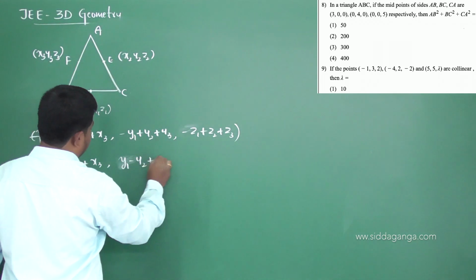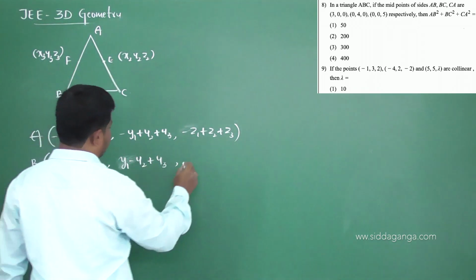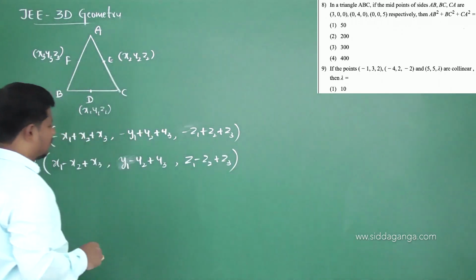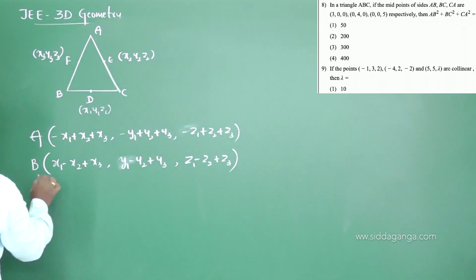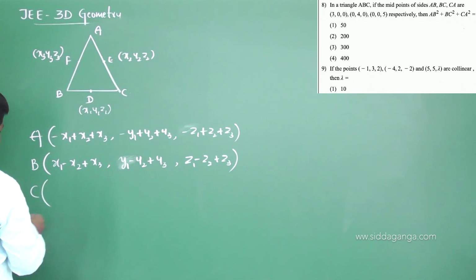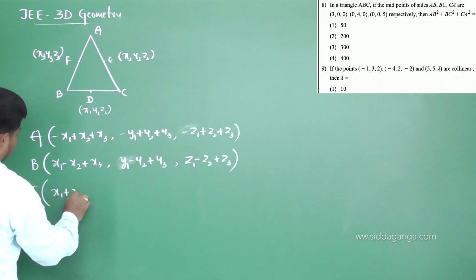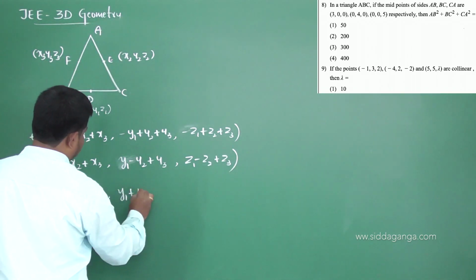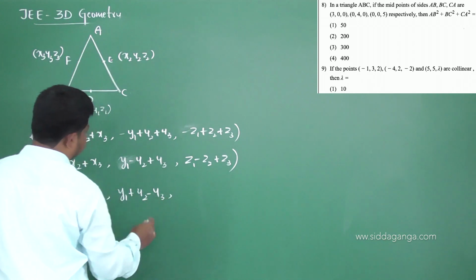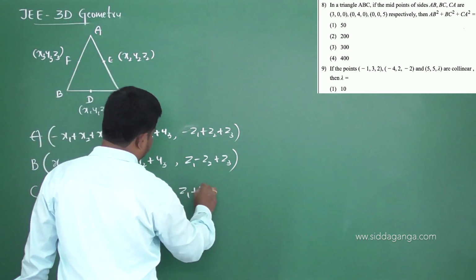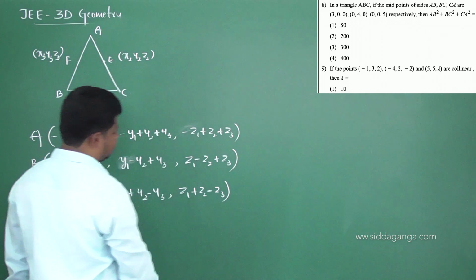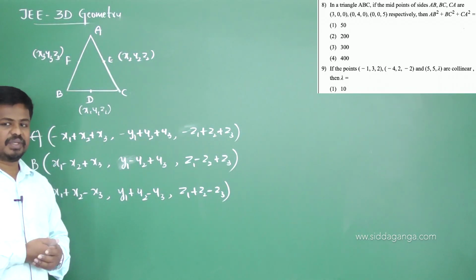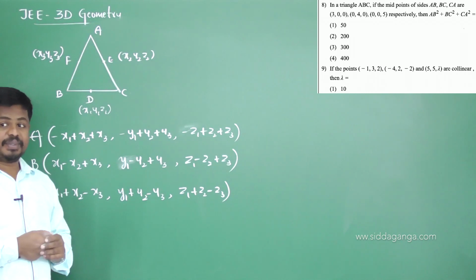y1 minus y2 plus y3 and z1 minus z2 plus z3. Okay, and the coordinates of point C are given by x1 plus x2 minus x3, y1 plus y2 minus y3, z1 plus z2 minus z3. Okay, so this is a result. So from this we can easily find first AB, BC, AC.